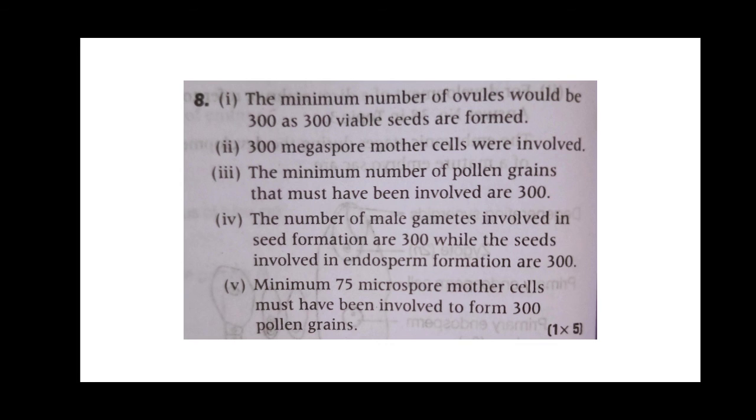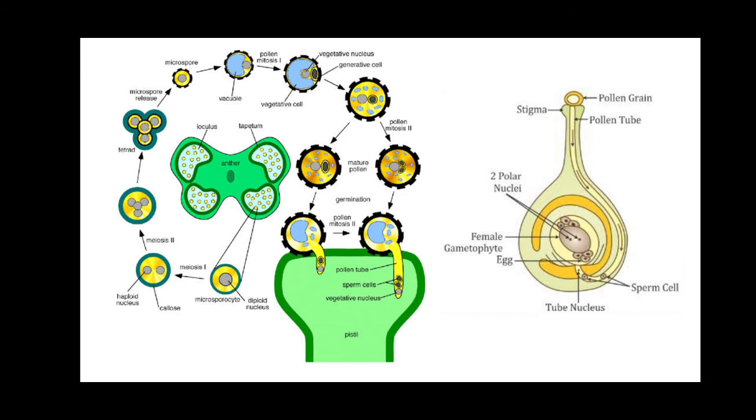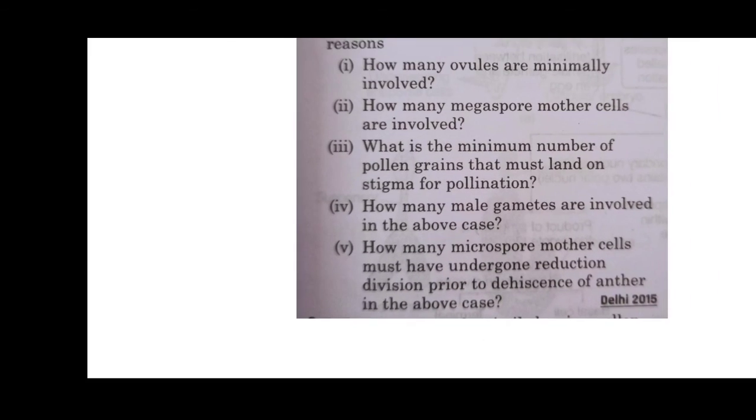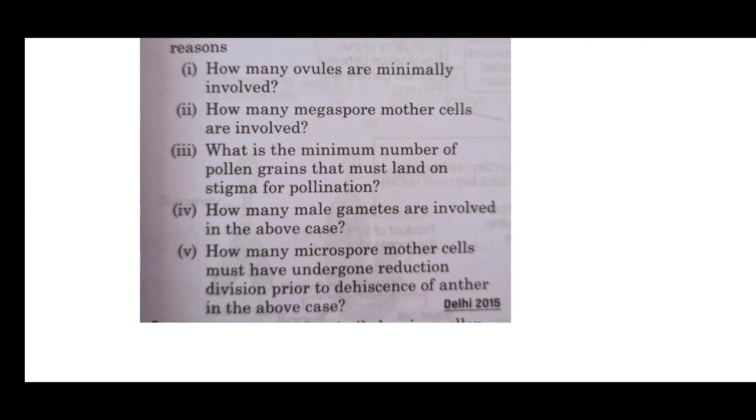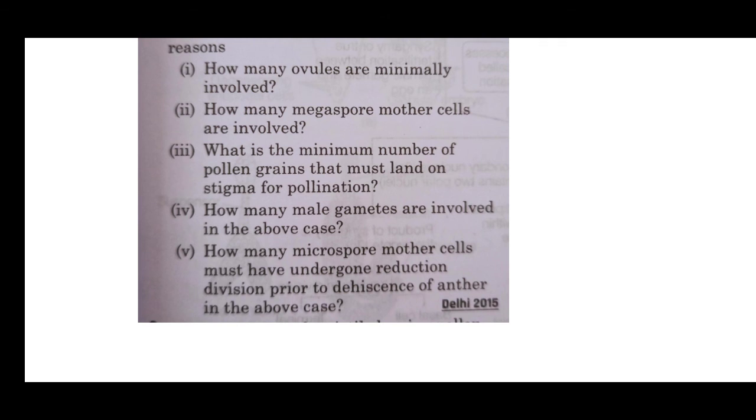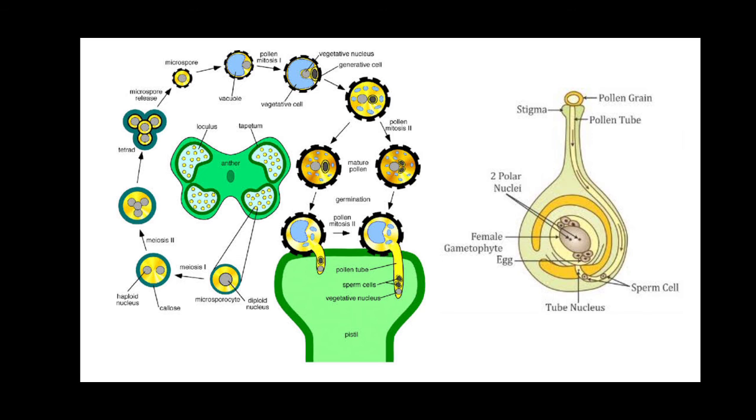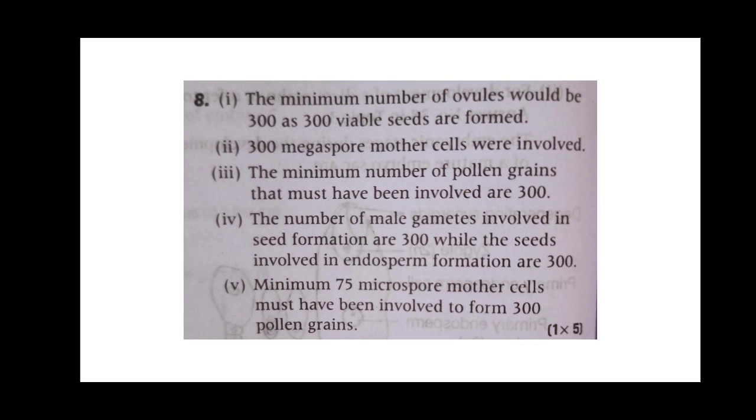Now the number of male gametes involved in the seed formation. As the question was for the formation of the endosperm, isn't it? Let's go back to the question. See, the question was how many male gametes are involved in the above case, isn't it? So here you can say that there will be double the number of male gametes that are involved, isn't it? Because one gamete is responsible for fertilization of the zygote, and one gamete is responsible for the fertilization of the endosperm, isn't it?